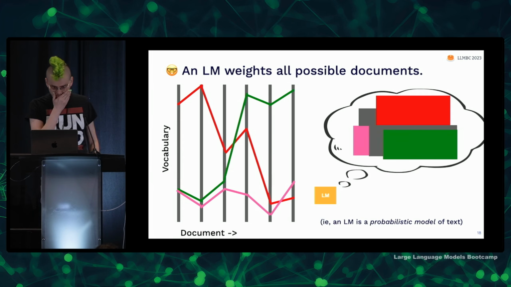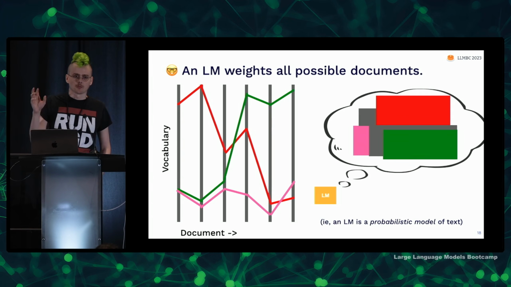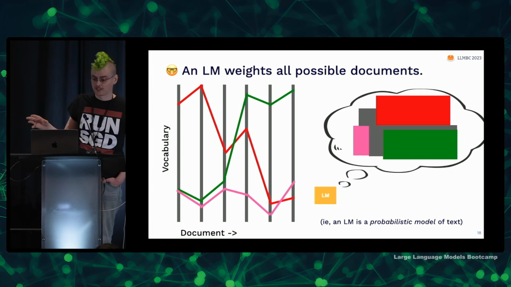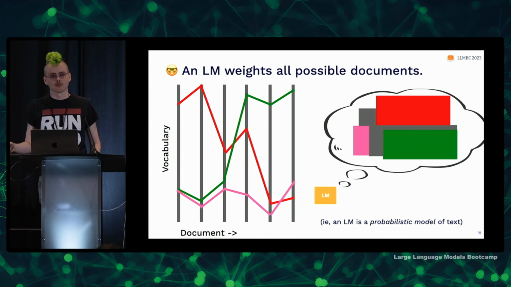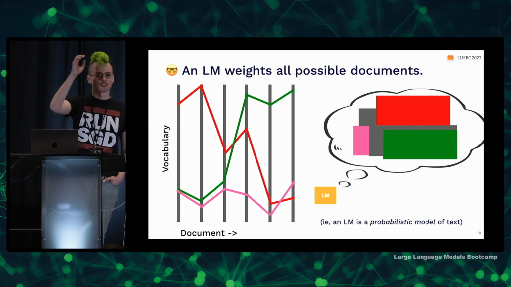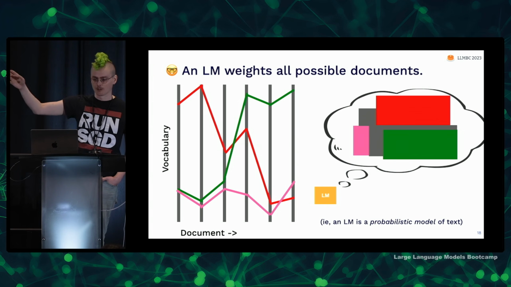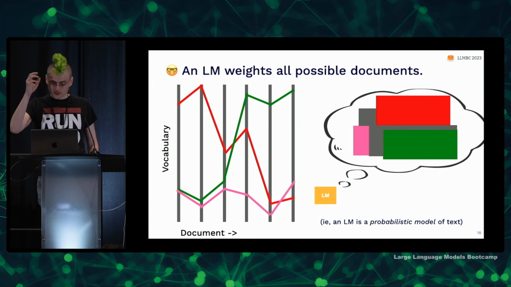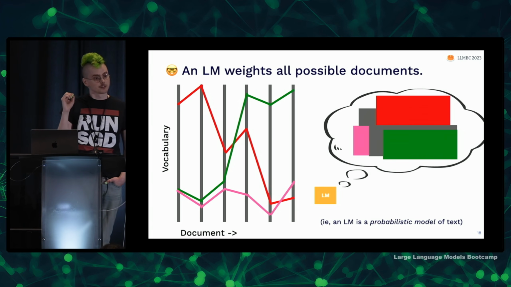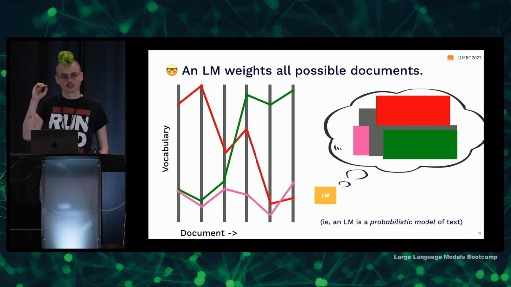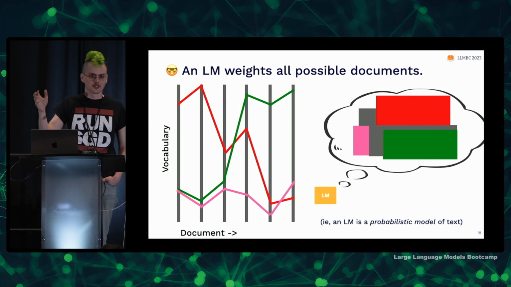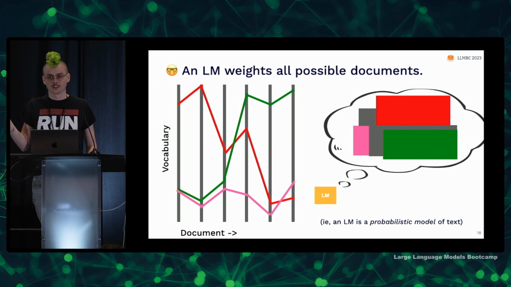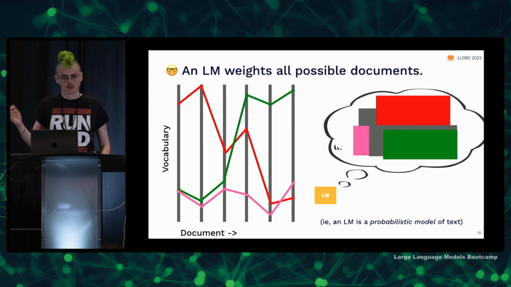A language model, as a probabilistic model of text, weights all possible documents. What does it mean to have a probabilistic model of some space of data? It means you've assigned a weight, a probability, to all of them. There are some documents that the language model thinks are very probable and some that it thinks are improbable. Documents that look like things that have been seen on the internet before are more probable than ones that look very different.